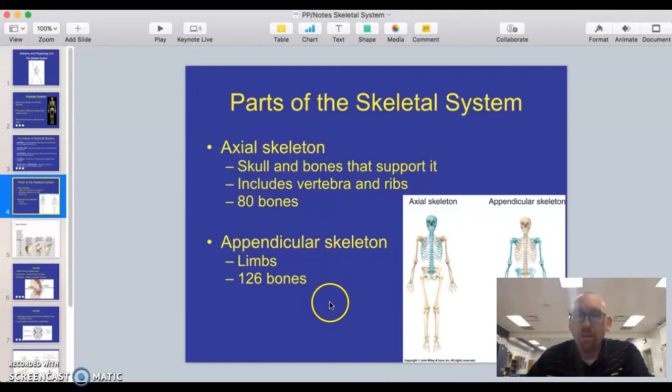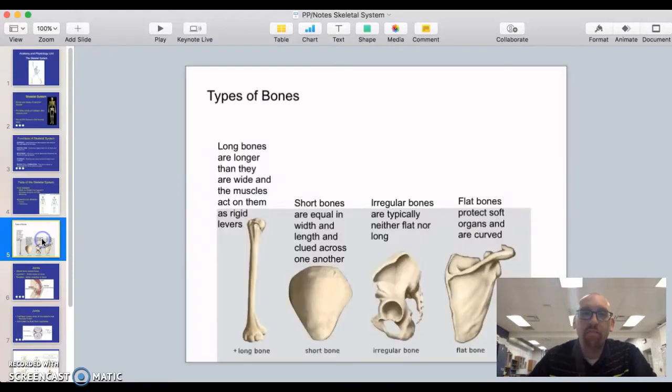Your appendicular, then, if you look over here, is essentially your limbs. It's your two arms and your two legs, including your hip bones. So your hips down and your shoulders out. That's your appendicular. So you've got your axial, which is your head and trunk. Your appendicular are your appendages. That's why they call them your appendages. They're part of the appendicular skeleton.